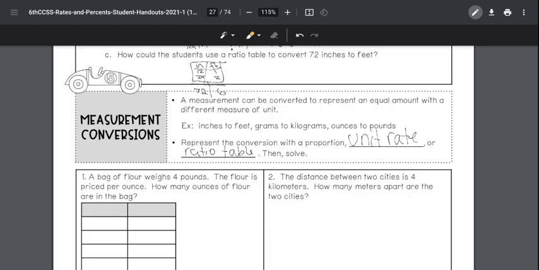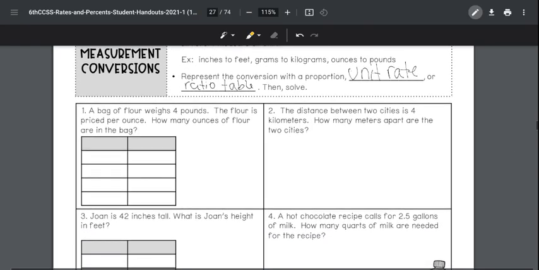In class, we had an extra paper that had a conversion reference sheet to tell us what was going on with different measurements. So, number 1, a bag of flour weighs 4 pounds. The flour is priced per ounce. How many ounces of flour are in the bag?